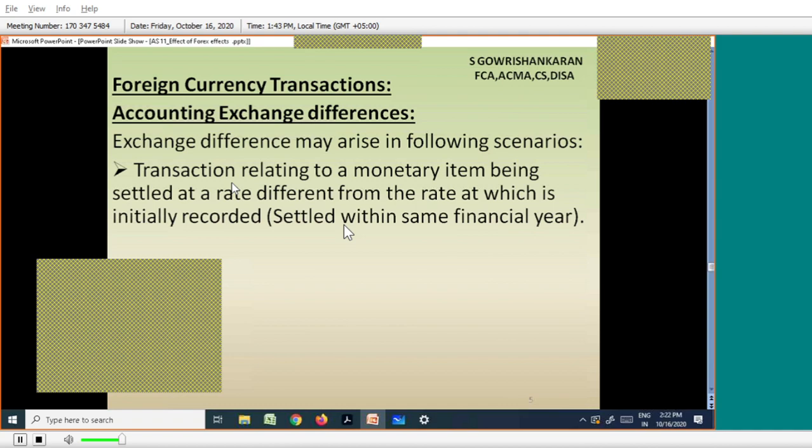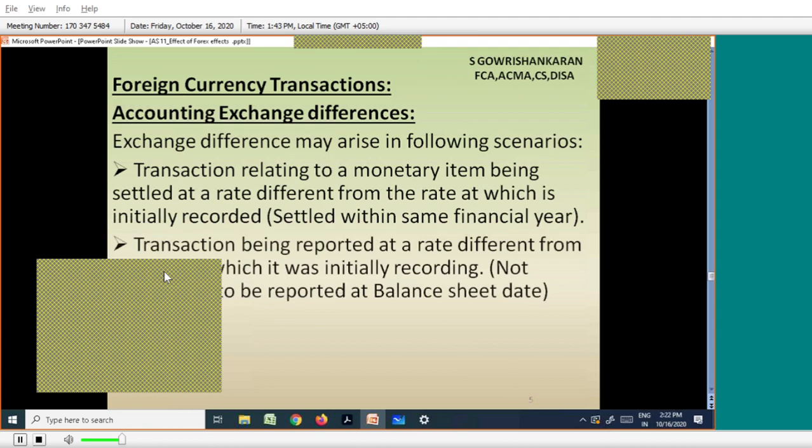First scenario, I said: $1 lakh into 80. Today I purchased, and on 31st December itself I settled. Within the same financial year itself I make the payment. That is the first scenario. Second scenario. All this will be applicable for monetary items majorly, because the exchange rate is different.